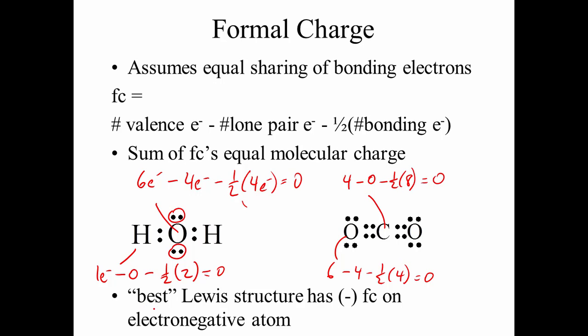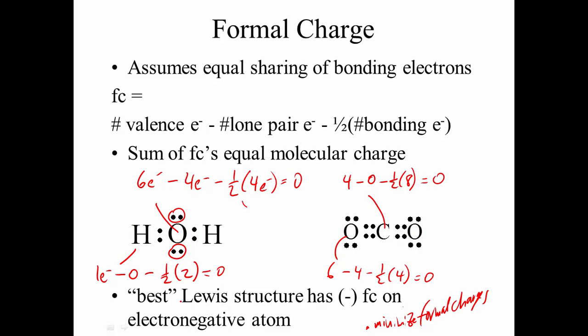Well, this means these are good Lewis structures, because the best Lewis structure would be one that has fewer formal charges. Let's add that rule here. We want to minimize formal charges. So we don't want lots of formal charges around the molecule.